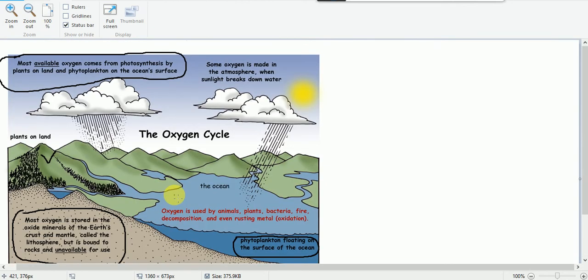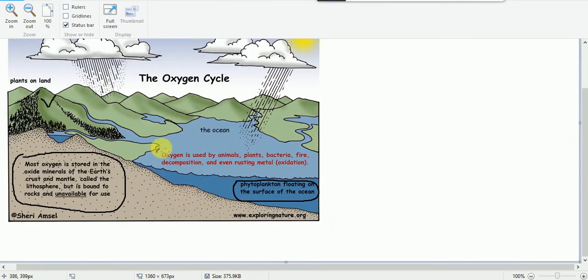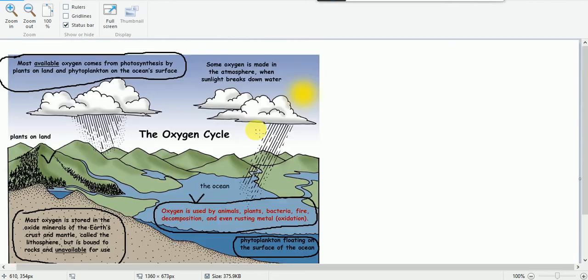Then see here, in the oceans also oxygen is used by plants, animals, bacteria, then fire. So when we burn, oxygen is also used. And in the decomposition process, even in the rusting of metal, that is in the oxidation process, oxygen is used.